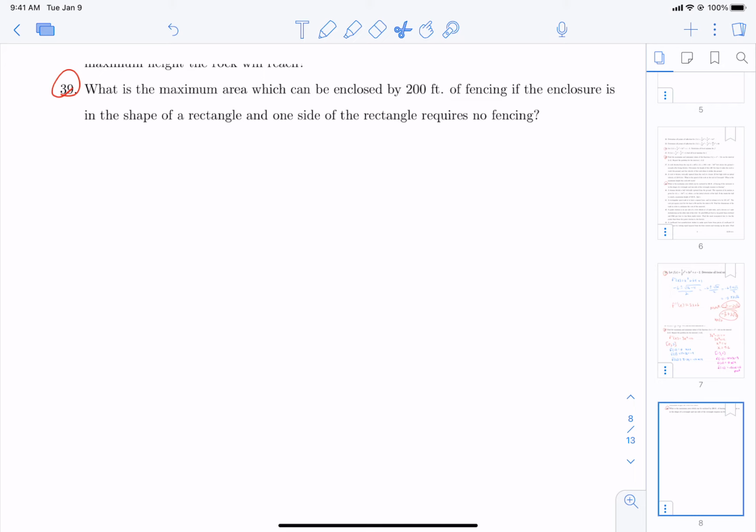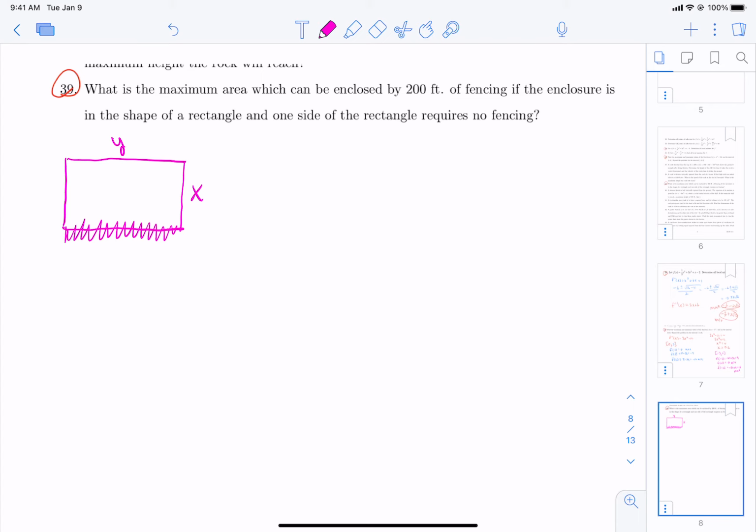It says, what is the maximum area that can be enclosed by 200 feet of fencing if the enclosure is in the shape of a rectangle? So I usually don't go any further, and I draw a rectangle. And it says one side requires no fencing. Okay. So then I put, let's make this x.